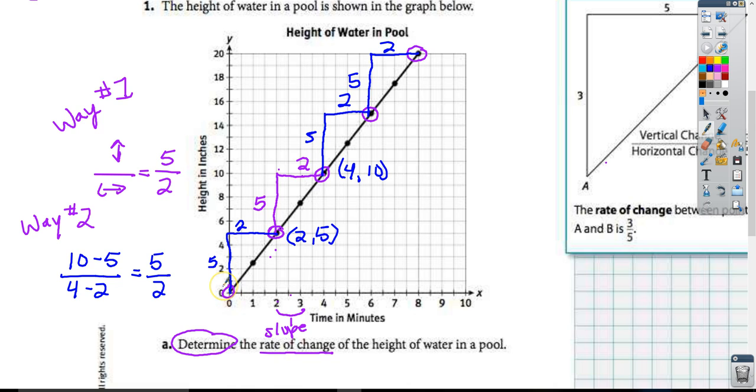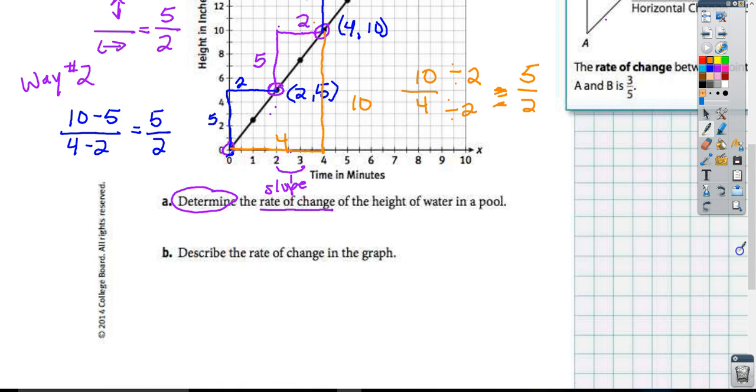If we had done something crazy, like, I'll do it in a completely different color and you don't have to write this down, but if I had picked this one and this one, okay, I would have gotten 10 over 4, and we know that we can divide the top and bottom by 2, and we're still going to get 5 over 2. So it doesn't matter what points you pick because it's always going to end up being 5 over 2, no matter what, for this equation.